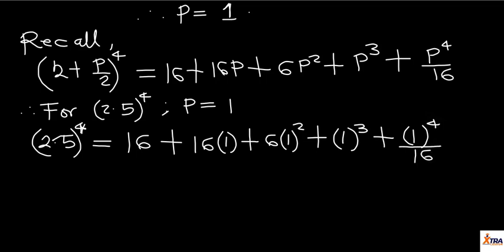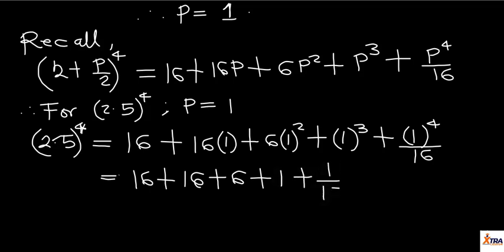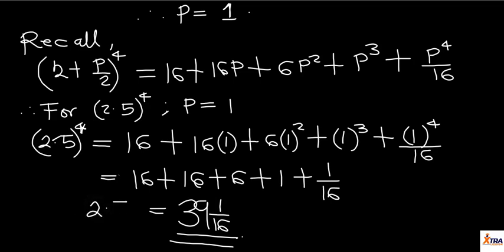I'll be having my value to be 16 plus 16 plus 6 plus 1 plus 1 over 16, which will be giving me a total value of 16 plus 16 giving me 32, 32 plus 6, 38, 38 plus 1, 39, that will be 39 and 1 over 16. So this will be my value of 2.5 raised to the power 4. It can also be expressed in decimal as much as you like, but it is okay in this form.